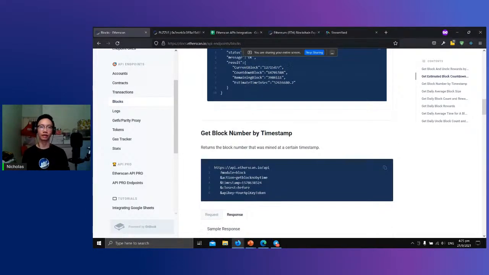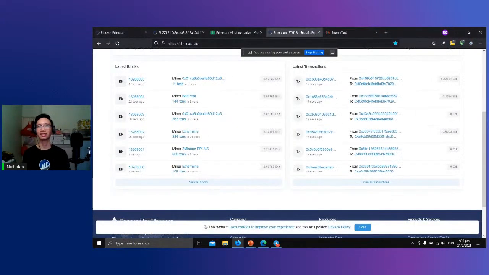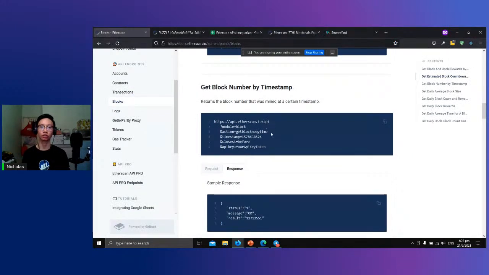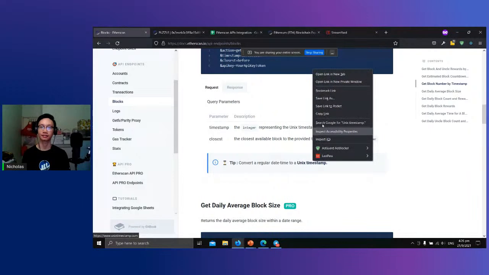Okay, next, we also have get block number by timestamp. As I mentioned in the previous endpoint, in the account section actually, if you want your historical Ether balance, you need to query that by a block number. But you don't exactly know what block it was, let's say, a year ago. So this endpoint will help. You can pass in a timestamp. This is a Unix timestamp, by the way, which looks like, let me think of an example. Yes.